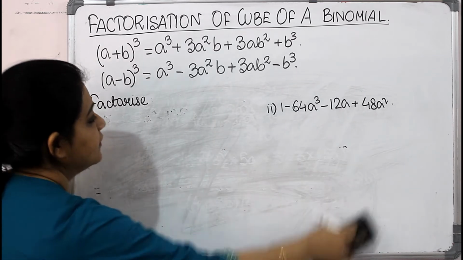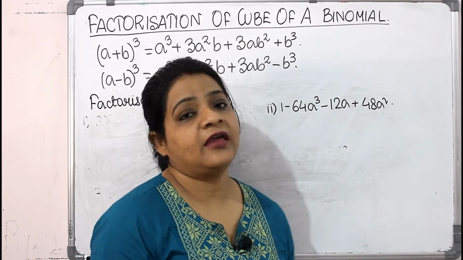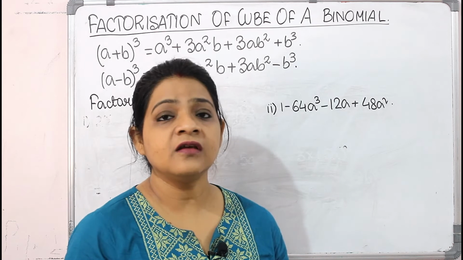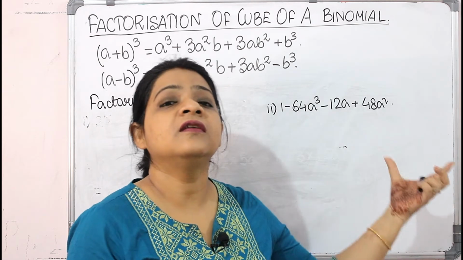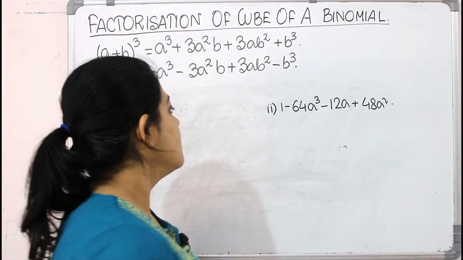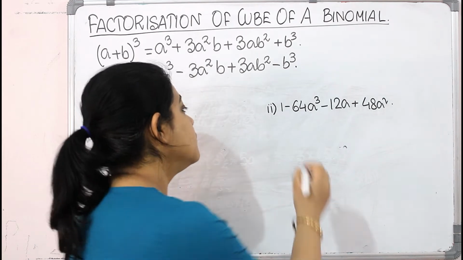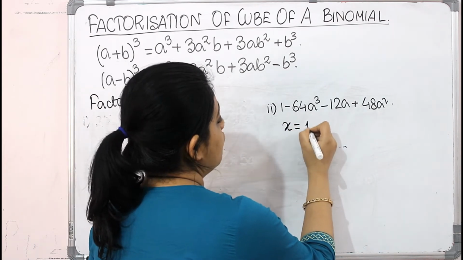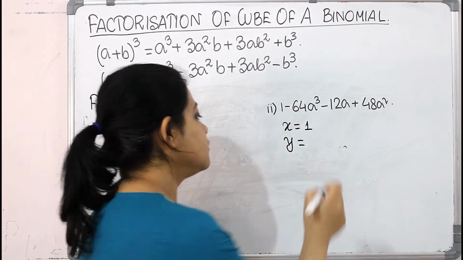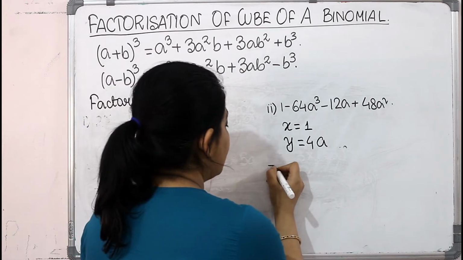I will write under this 1 minus 64a cube minus 12a plus 48 square. So minus sign is there, so you are to bring this in terms of a minus b whole cube. Okay, so next job is to find out the perfect cube. So here x equals 1 and y equals 4a.